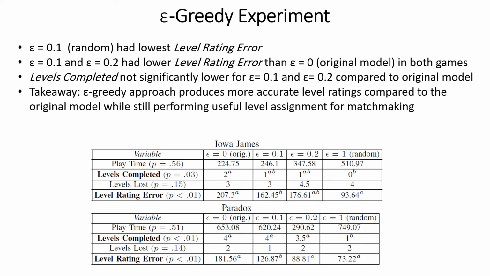The takeaway here is that this online epsilon greedy approach produces more accurate level ratings compared to the original, while still being able to do useful matchmaking, as evidenced by there being no negative impact on the number of levels completed by the players. Overall, this points to this epsilon greedy method being useful for allowing us to do this type of player versus level matchmaking in a fully online manner.